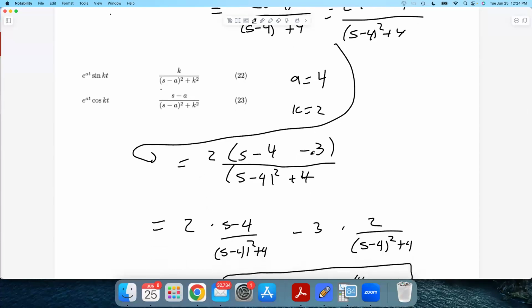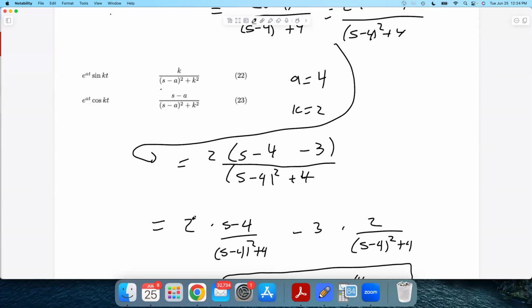So now I've split this up. I'm going to have the 2 I have to distribute here. I'm going to have 2 times this guy, and then -3 times 2 over this guy. Now, here's the way I figured this part out. For the sine one, I need to have a k on top. k was 2. I need to have a 2 on top. I've got a 3 on top. Actually, I've got a 6 on top because I got 2 times 3.